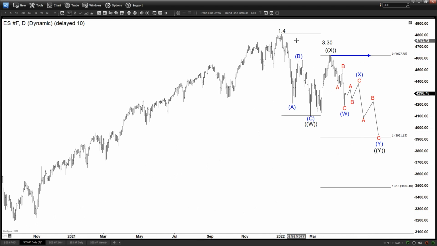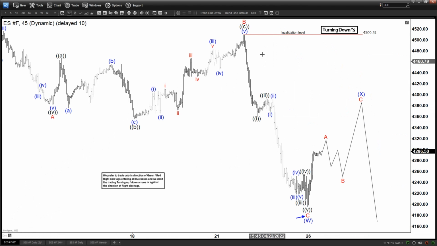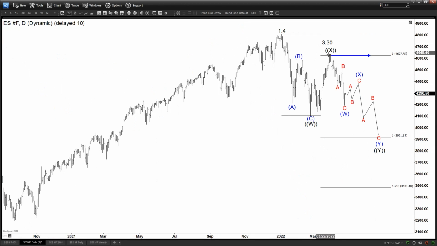But always keep in mind the higher degree. A lot of people only focus on the 1 hour but never really understand what the higher degree expectation is. So the higher degree is looking like this, and what we are doing now is correcting in 3 waves. But remember, the correction is not just correcting this. The correction actually is correcting this entire decline from March 30th, right?